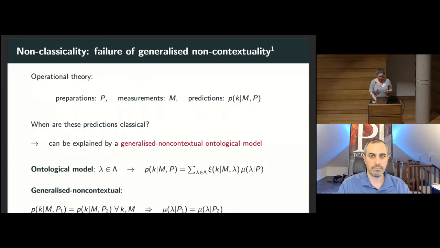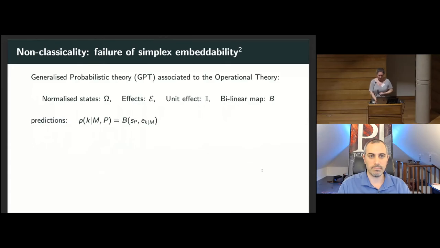So recently there has been an equivalent notion of classicality put forward, which is not about operational theories, but about the generalized probabilistic theory that is associated to the operational theory. So for a GPT, the ingredients that we have are the normalized states of your theory, the effects of your theory that correspond to measurement outcomes, unit effects, and also a bilinear map, which tells you how the probabilities are computed. So the predictions that I was mentioning before arise just by saying, well, we have the particular GPT state associated to this preparation procedure, the particular GPT effect associated to this measurement outcome, and the probabilities of obtaining that are given by this bilinear map that defines this GPT.